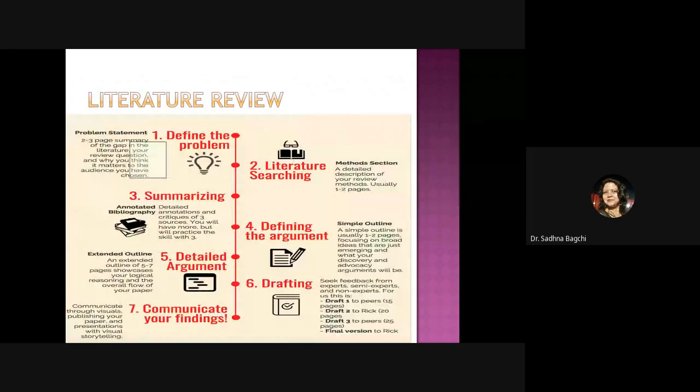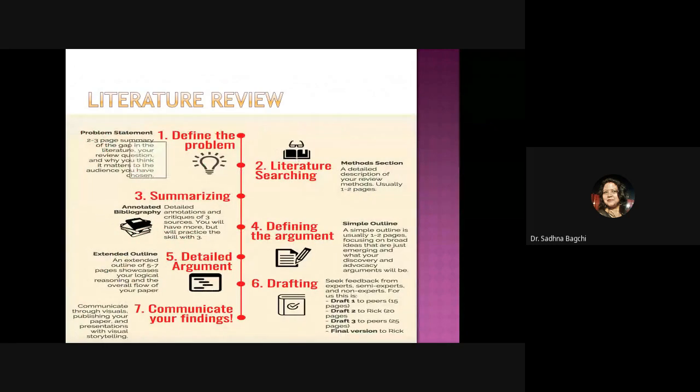Now this slide shows how you conduct a literature review. It is a systematic literature review; you have to conduct it in a very systematic manner. Your literature review must include the problem statement, a 2-3 page summary of the literature, that is, the definition of the problem. Second is the literature searching methods: a detailed description of your review methods, usually 1 or 2 pages. Which method you adopted for your research is your method section.